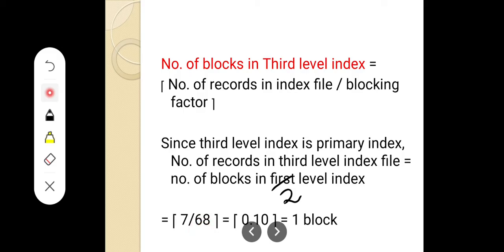So the answer is 0.10. Since it is a ceiling function, it will be approximated to 1 block. Now you see, the last level must be 1 block. Clear? That is a specification of multi-level indexing.